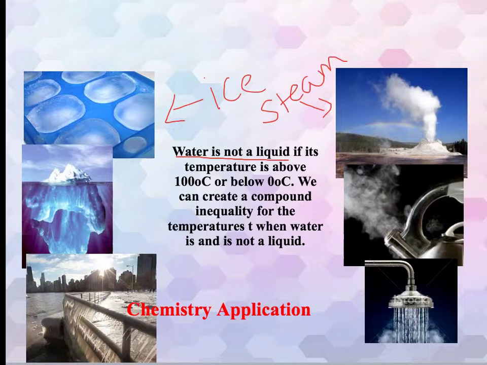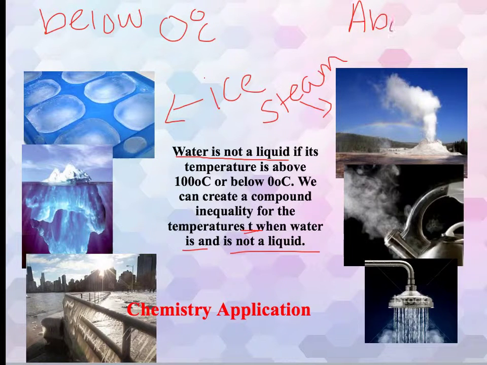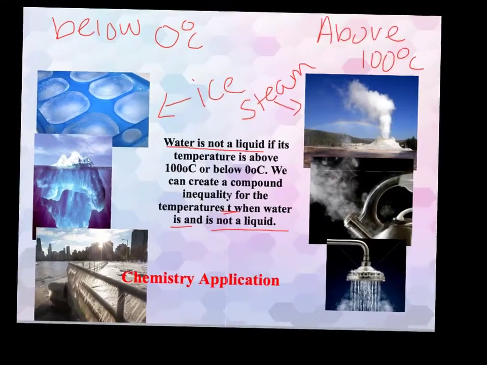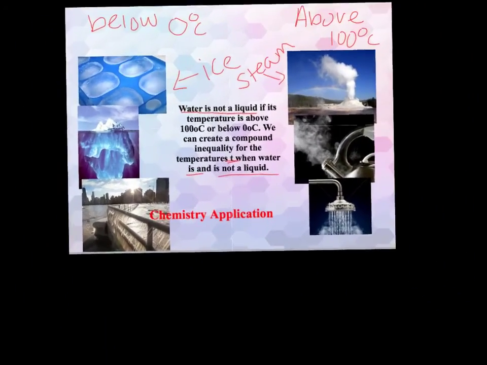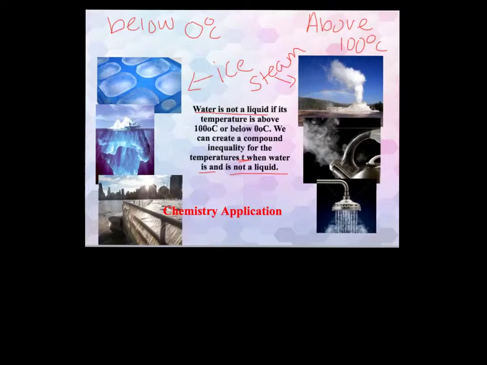We can create a compound inequality for the temperatures T when water is and is not a liquid. Well, we can use an inequality to show when water is below 0 degrees Celsius and above 100 degrees Celsius. And we can go ahead and create two inequalities for these situations. So I'm going to make this slide a little bit smaller so we can draw right underneath it for our inequalities.